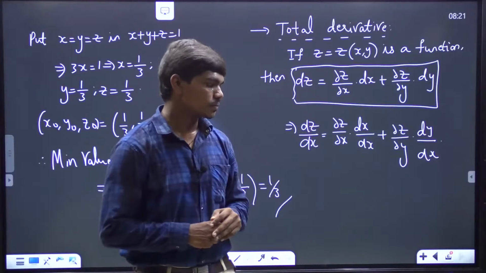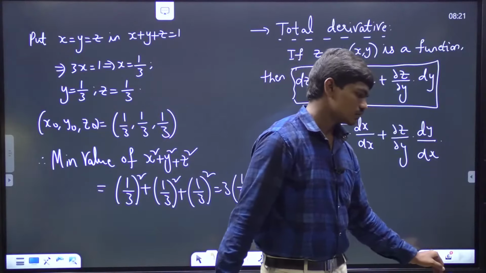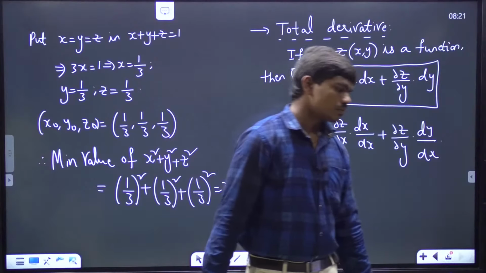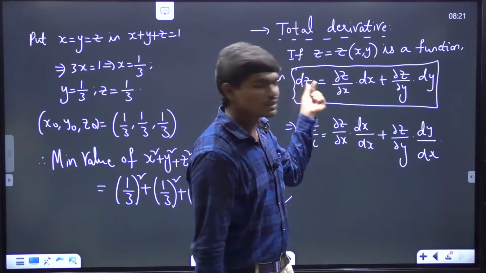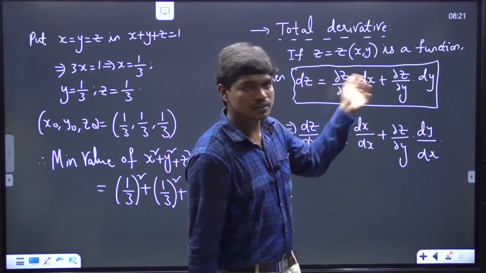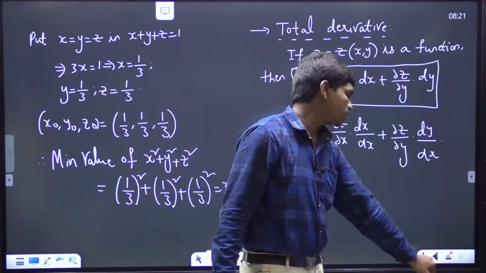Clear so far? So see here, normal derivative we'll do only when there is a single variable, and when you want to differentiate a function that has multiple variables, some partial derivatives also get involved. That's it. Okay. So next.